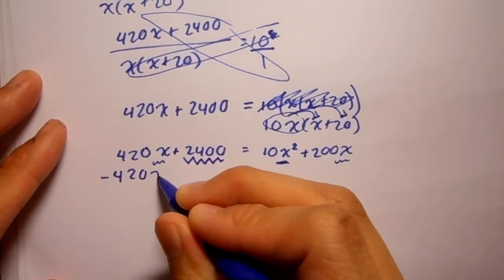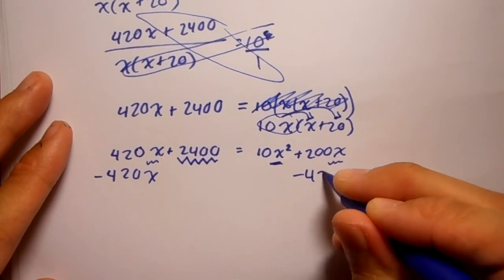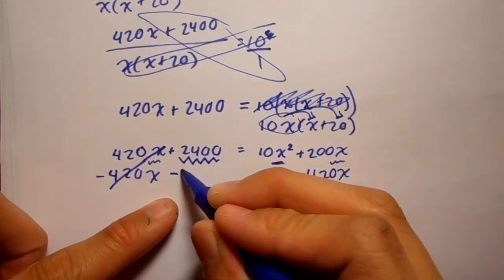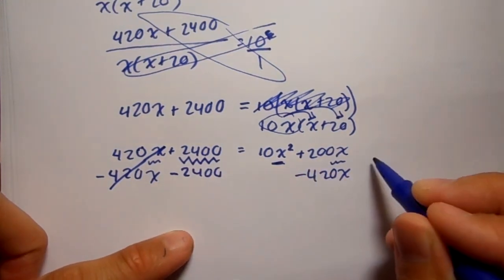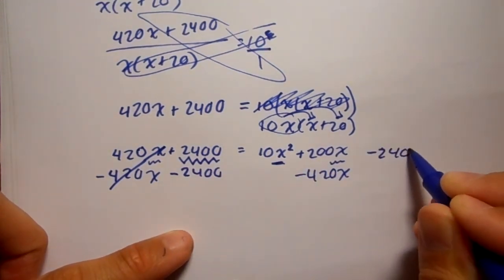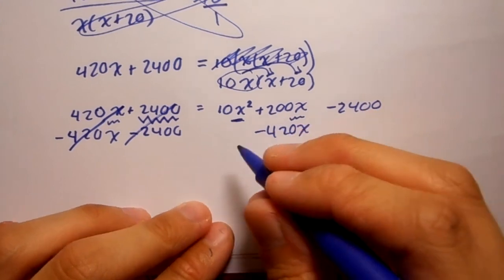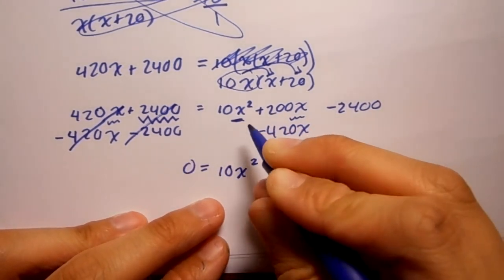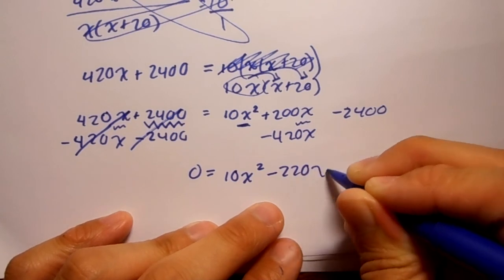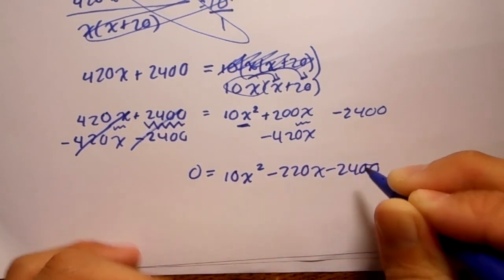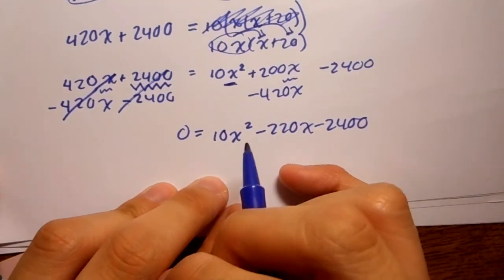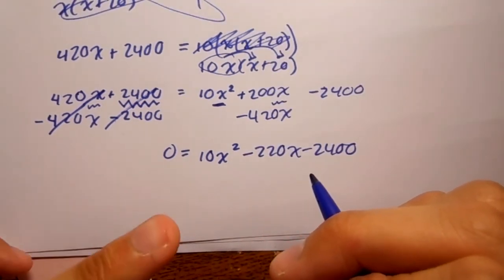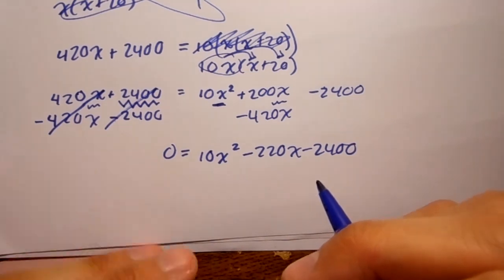Minus 420x on both sides. That'll move that one over. And I'm also going to subtract the 2,400 from both sides. So then that'll leave me with 0 is equal to 10x squared minus 220x minus 2,400. So here's a quadratic that we need to solve. So there are multiple ways you can solve this quadratic. You can use the quadratic formula, factoring, the square root method, whichever one works for you.